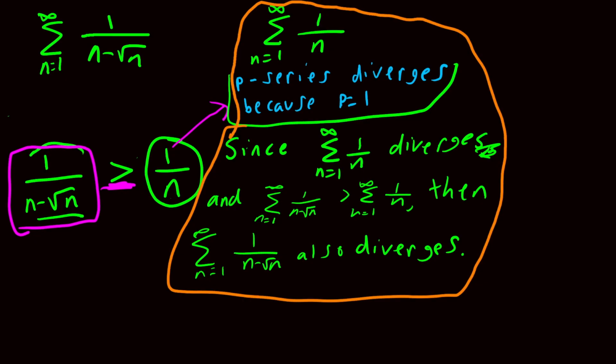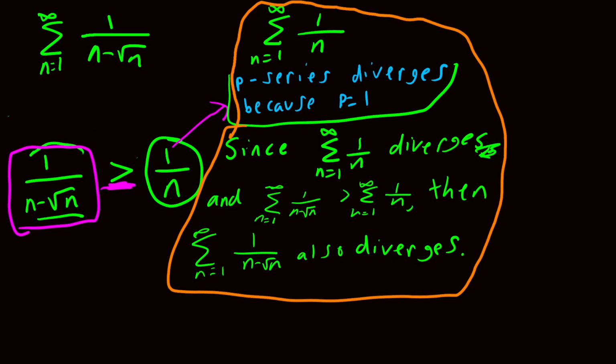Since 1 over n diverges and 1 over n minus root n is bigger than a known divergent series, then this bigger series also diverges. All right, so it's not bad. It just takes a little bit of practice getting used to what you're going to compare it to. That's, I think, the hardest part, and then figuring out the inequality.